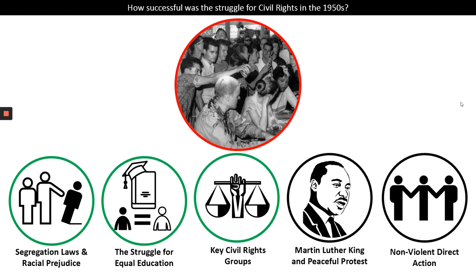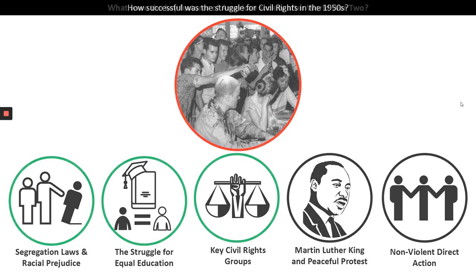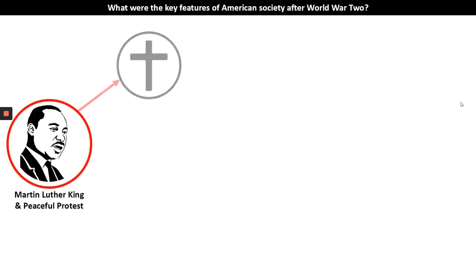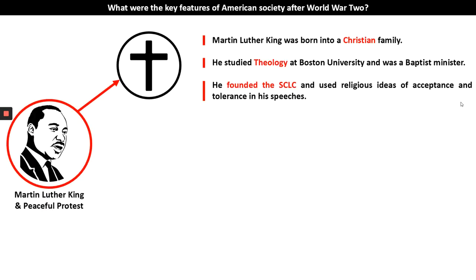Now, probably the most famous leader of the civil rights movement, the leader of the SCLC, was Martin Luther King, and he favoured peaceful protest. So let's look in a bit more detail at his life and his experiences. He was born into a Christian family, and he went on to study theology, or the theory of belief in God, at Boston University, and was also a Baptist minister heavily involved in the church. He founded the SCLC, the Southern Christian Leadership Conference, and in that group he used religious ideas of acceptance and tolerance in his speeches. This was about bringing people together and fighting against injustice through unity.